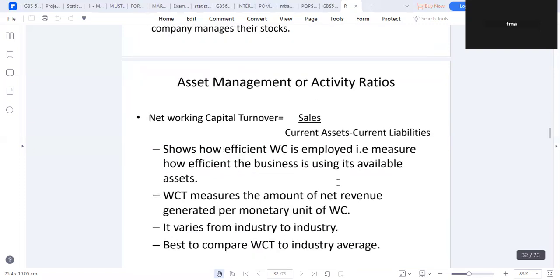We also have what we call the working capital management ratios. So we have net working capital turnover, which is sales over current assets less current liabilities. So it shows how efficient our working capital employed is.